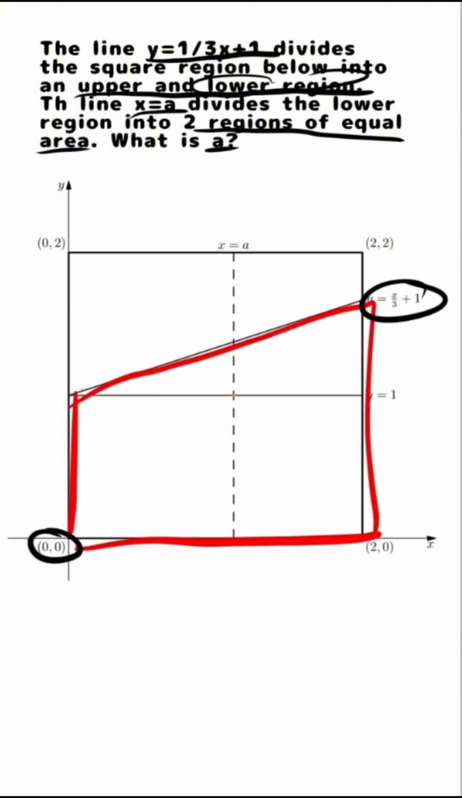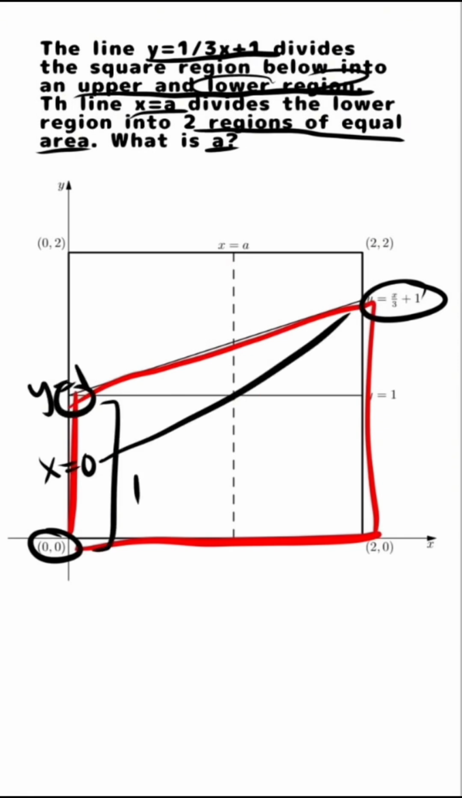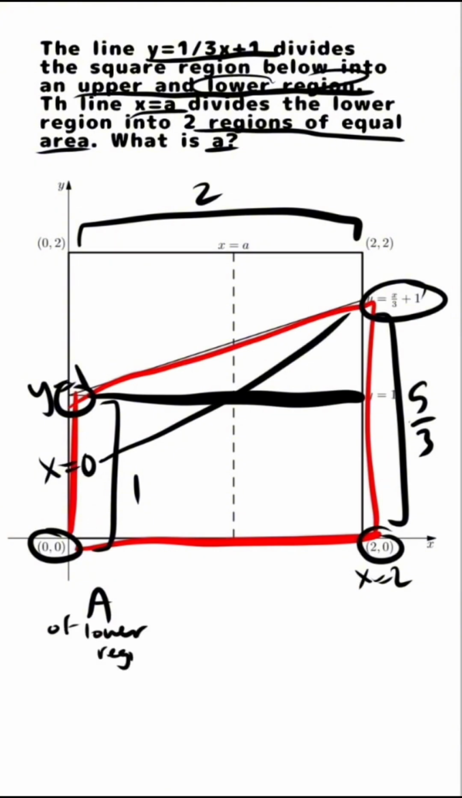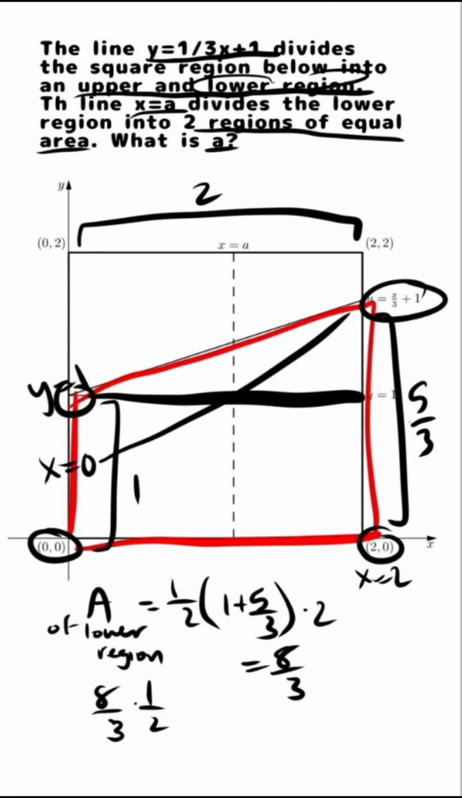So the length of the first base is y equals 1/3 x plus 1. When x equals 0, plugging this in we get y equals 1, which is the length of our first base. Then the second one occurs when x equals 2 on the same line, which is 5/3. The height is the side length of the square region, which is 2. Plugging this in, we get the area of the lower region equals half times 1 plus 5/3, which is the average of the bases, times 2, which is the height, which equals 8/3.